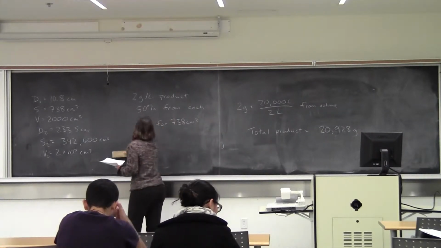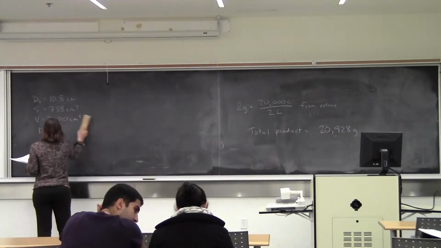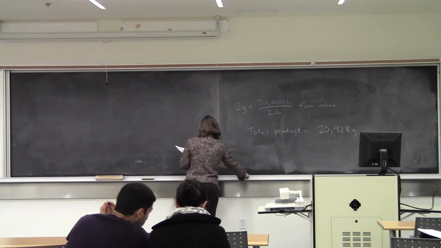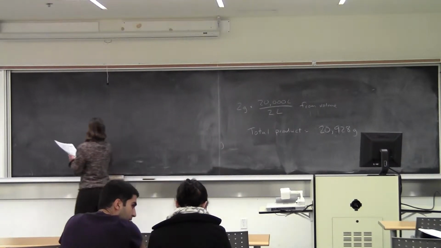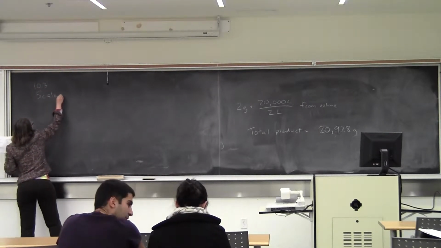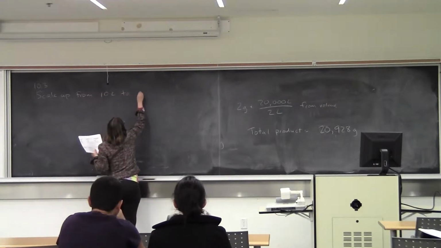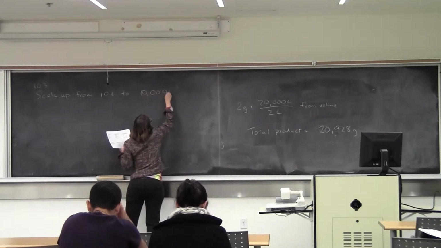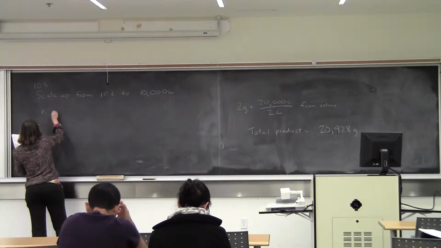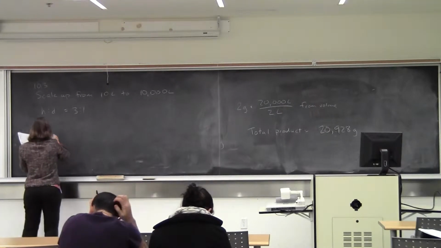Okay, so we're next going to do another example. Our last example for scale up, and that's example 10.3. Okay, so we're scaling up a fermenter from 10 liters to 10,000 liters. Okay, and height to diameter ratio is 3:1.